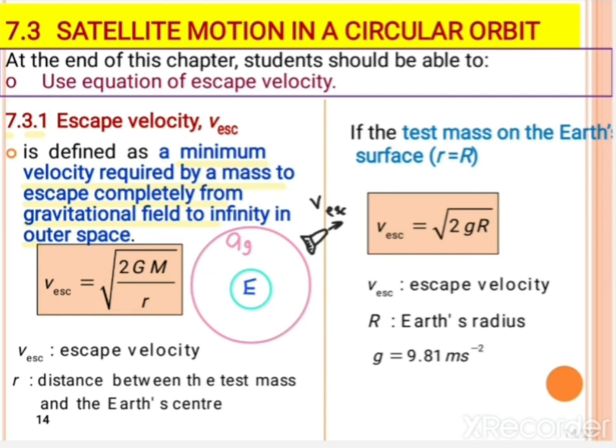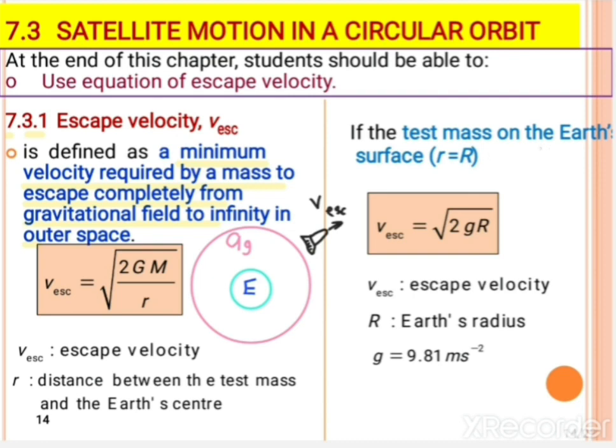What happens if the rocket's velocity is less than the escape velocity? Yes, the rocket will fall downward back to the Earth's surface. Right. So the formula for escape velocity equals square root of 2GM over r. Remember, M here is the mass of Earth, not the mass of the rocket. r is the distance between the test mass and the Earth's center.